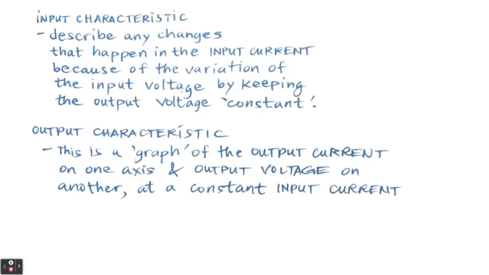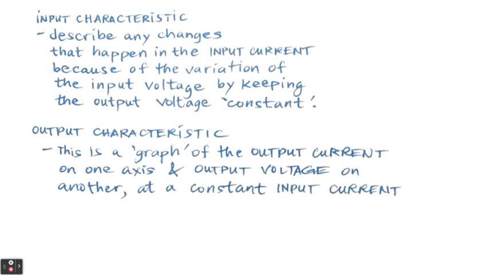Now, just to give you again the definition of input characteristic, it describes any changes that happen in the input current because of the variation or changes in the input voltage. But make sure that we keep the output voltage as constant. This refers to the IC, which is controlled by VCE. It's as good as making sure that the VCE is constant.